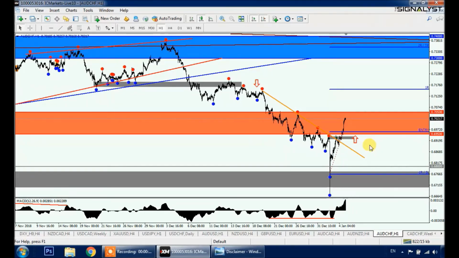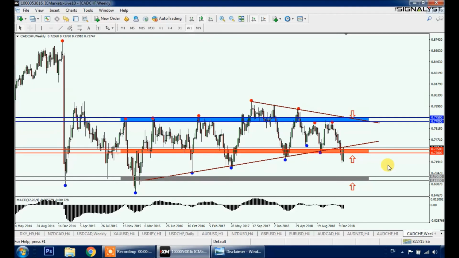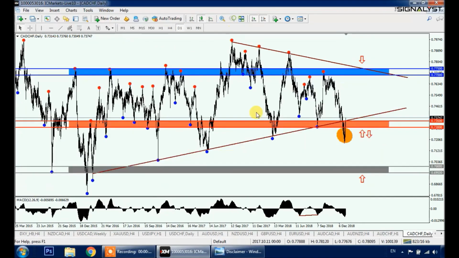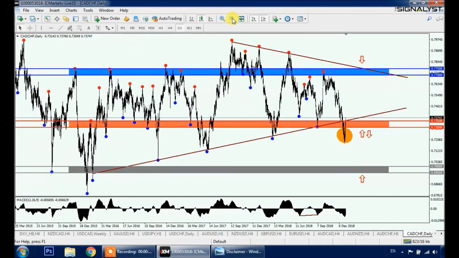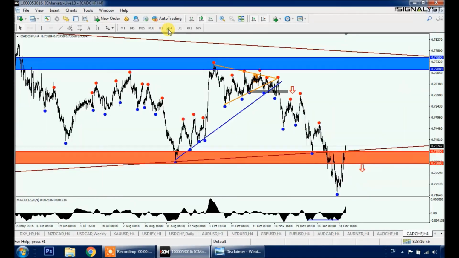Now we have CAD-CHF. Just like AUD-CHF, it tried to break below this symmetrical triangle but couldn't, ending up forming a bow and arrow pattern. This time it's confirmed as price closed back inside the range, so we've got a bow and arrow here. Let's look for opportunities. We dive in.